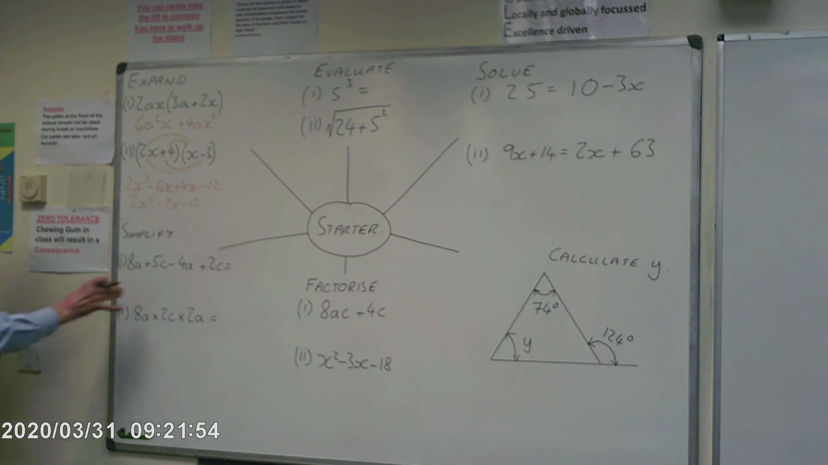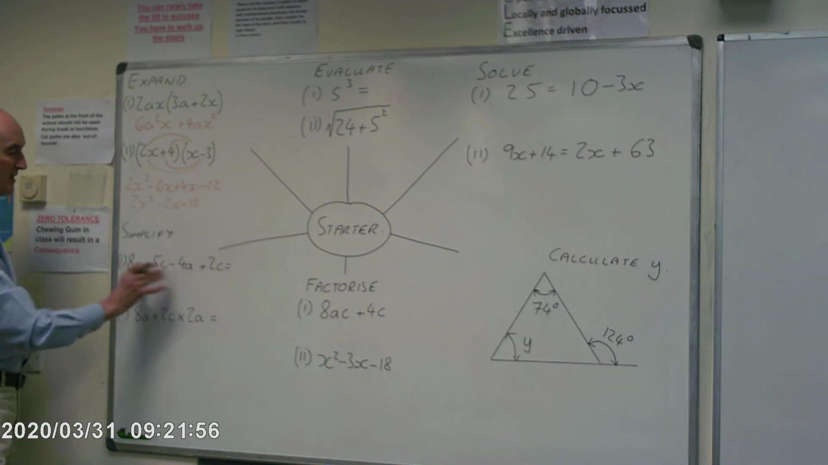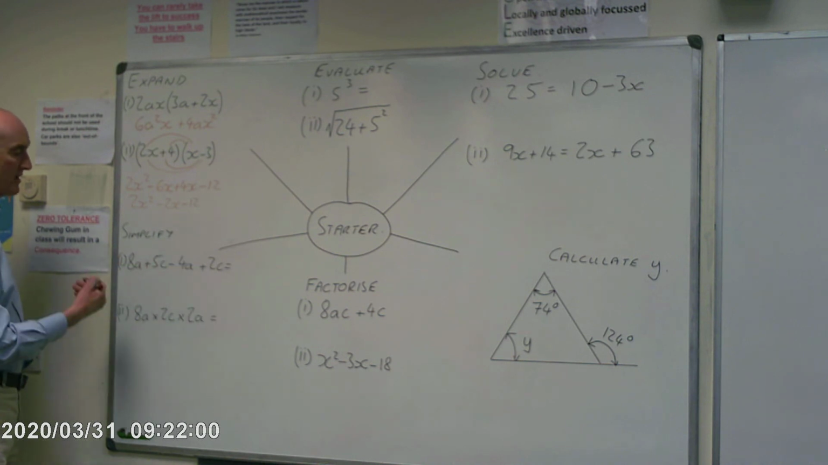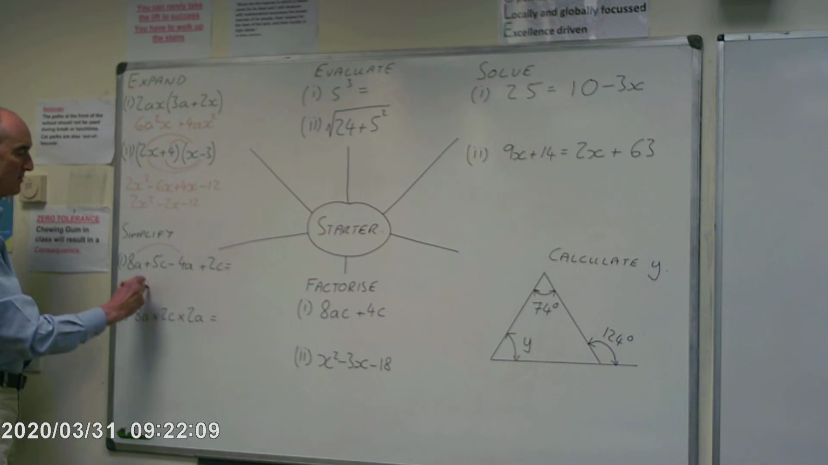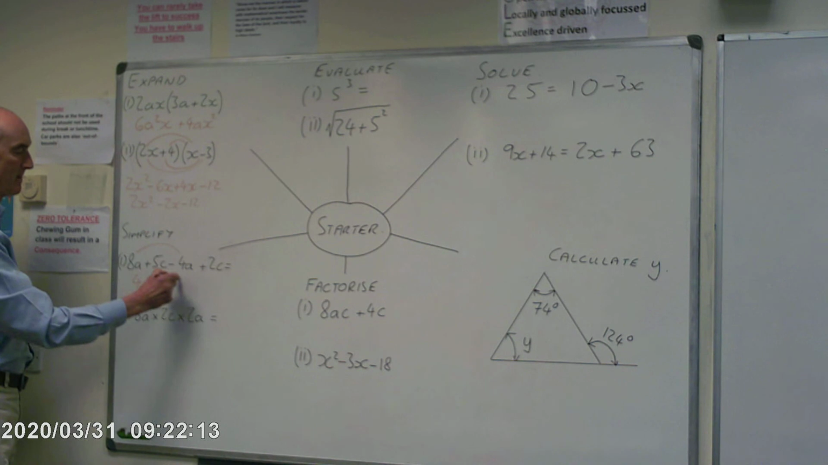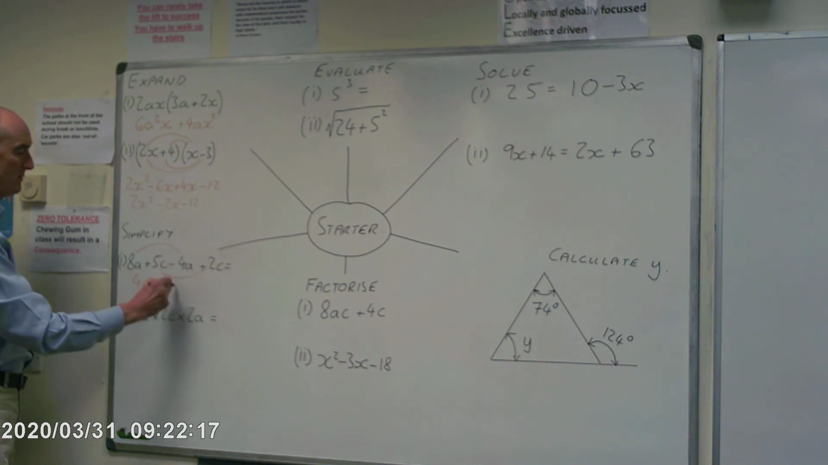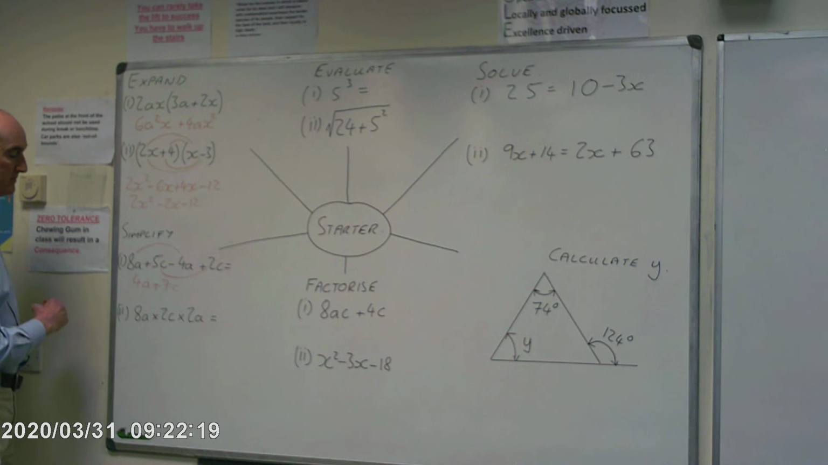Simplify. So it's about bringing the like terms together. We've got a's and we've got c's, so we can combine like terms. The a's: 8a subtracting 4a gives me 4a altogether. 5c added to 2c gives me 7 lots of c altogether.